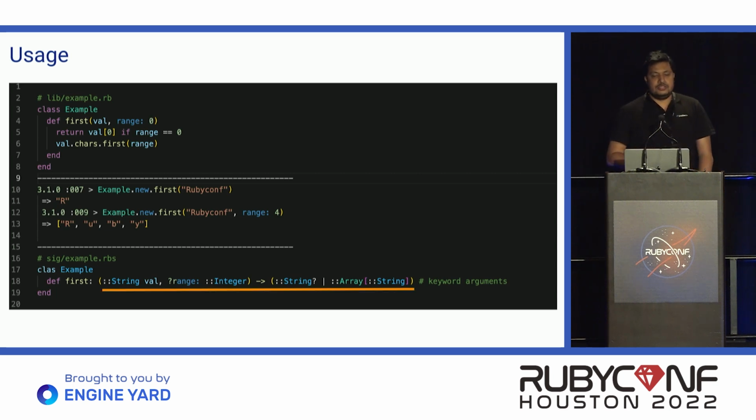Okay, so for these kinds of functions, the first argument is a string, then we have our range as a named parameter over here, and you see the question mark which denotes that this is an optional parameter. And the return type over here is that you can have either a string or an array of strings as the return type for this function.